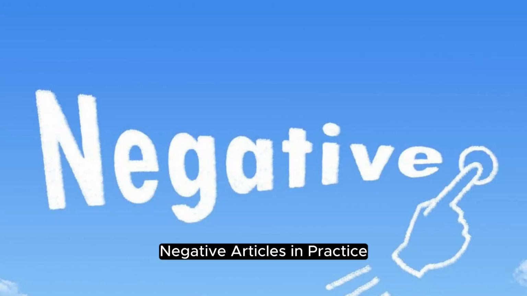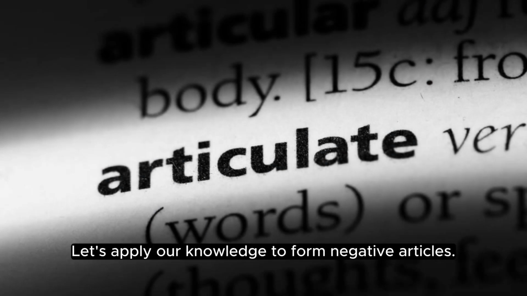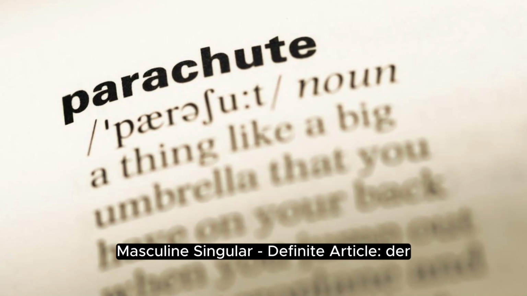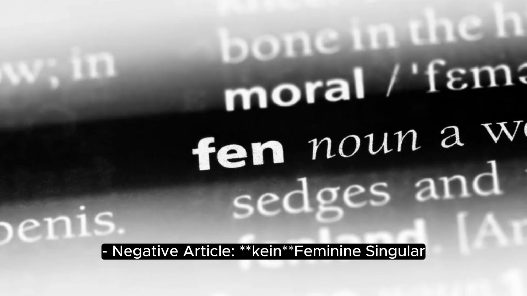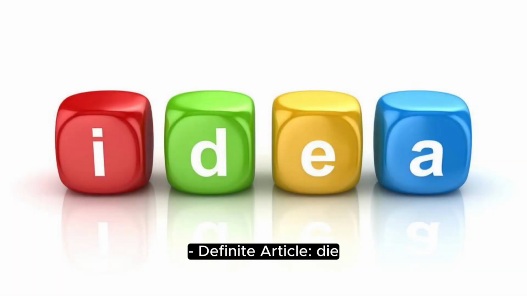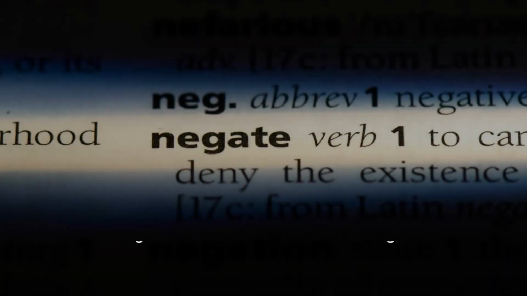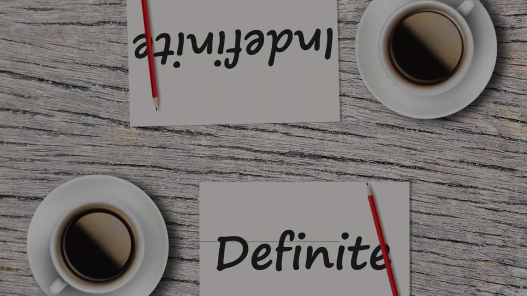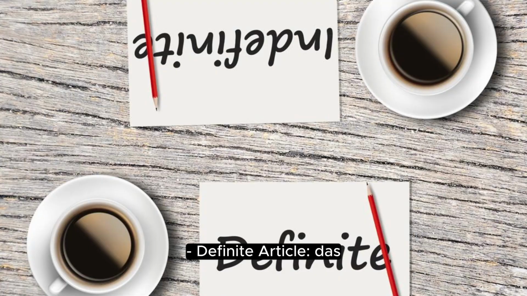Negative articles in practice. Let's apply our knowledge to form negative articles. Using examples in the nominative case, we'll demonstrate how the negative articles change based on gender. Masculine singular, definite article, der. Negative article, kein. Feminine singular, definite article, die. Negative article, keine. Neutral singular, definite article, das.